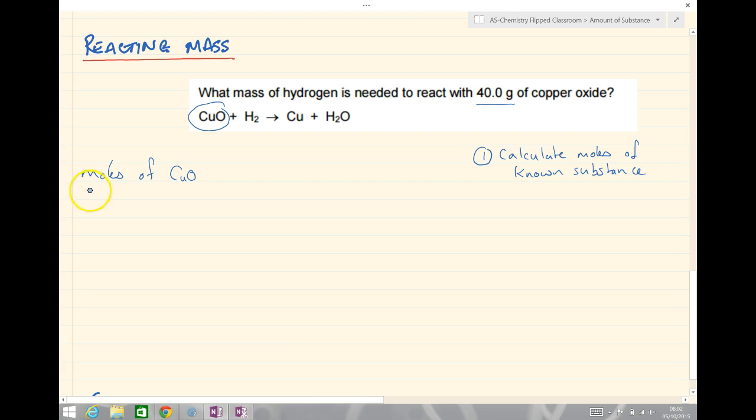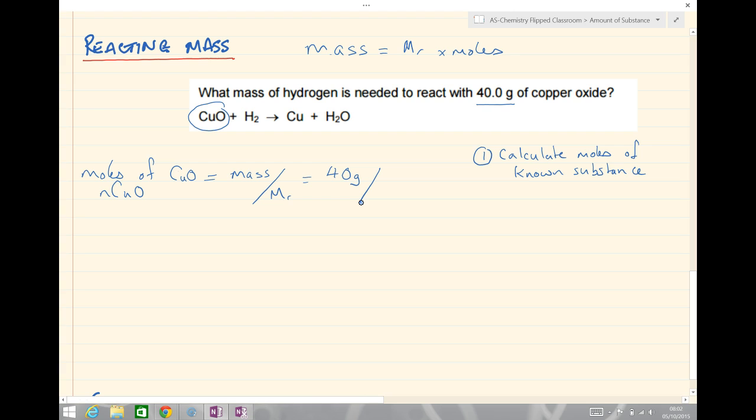And in the future, I'm just going to change "moles of" to be n(CuO) is equal to, well, we're going to be using our equation throughout this: mass equals Mr times moles. And we've got 40 grams. So we've got mass over Mr. We've got 40 grams divided by the Mr. Well, we've got to find out what the Mr is.